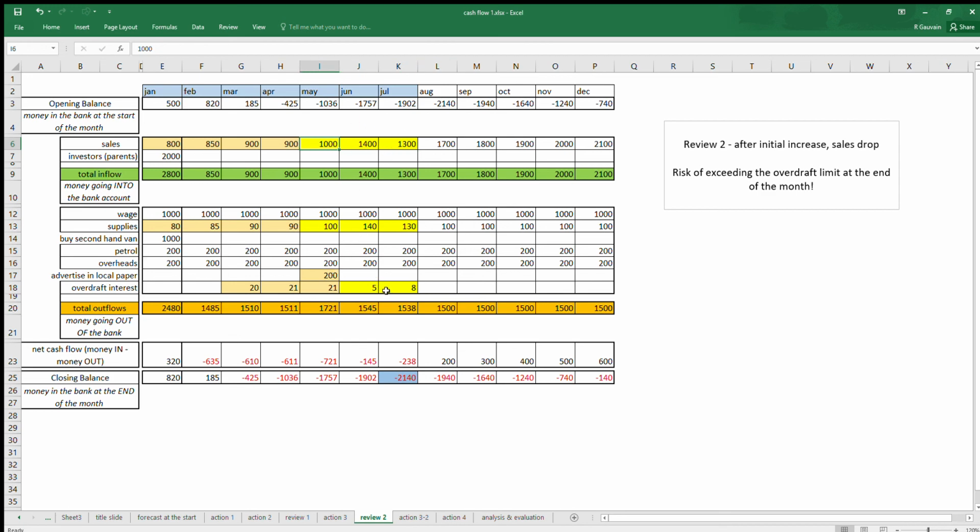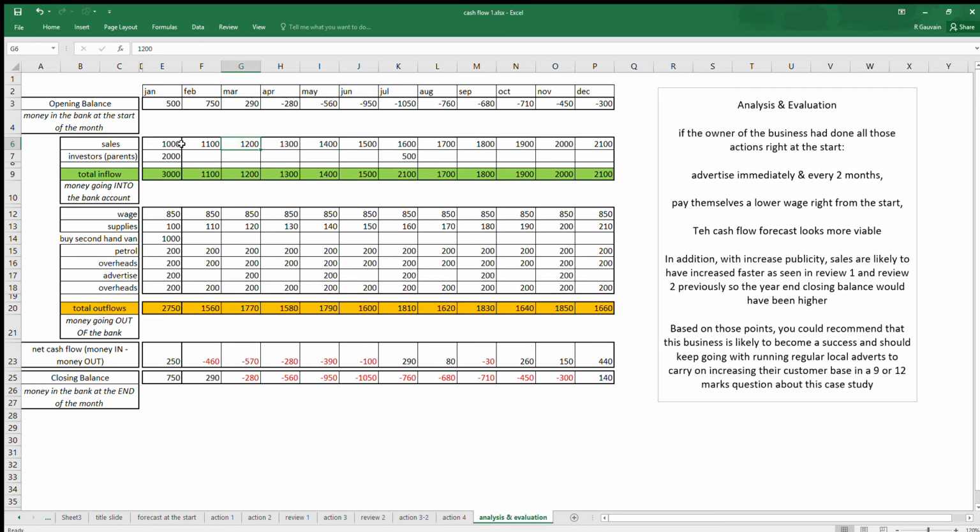So if you have a similar pattern of increase in sale, you should be able to easily meet those predicted figures and quite likely to exceed them if the increase is as sharp as what we saw in the review figures. So all these points are elements that you could bring forward and you could write about if you were asked to evaluate or analyze a case study like this one in your GCSE.